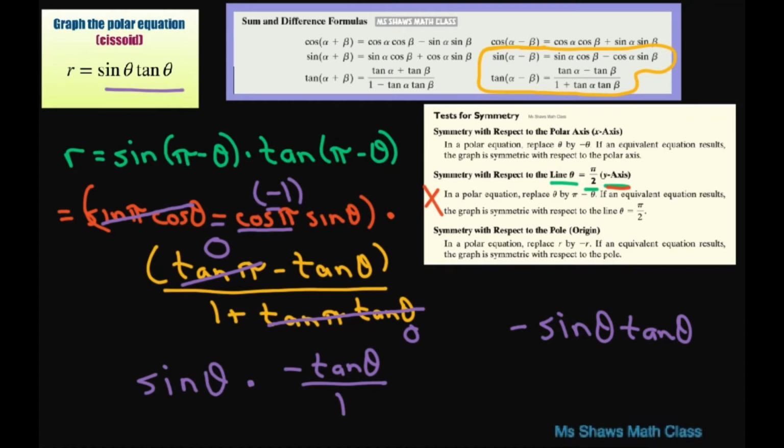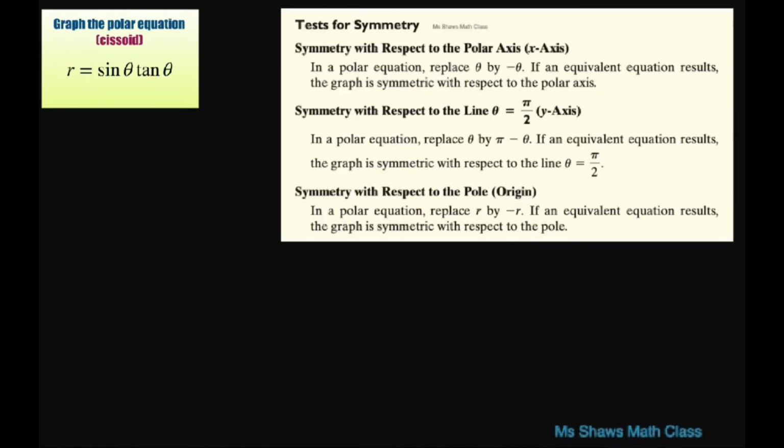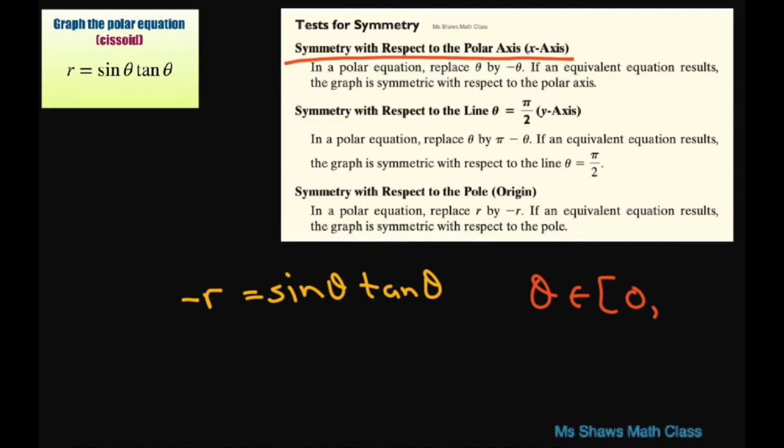And for the pole test, you just substitute in negative r for r. And clearly, it's not symmetric to the pole. Therefore, since it's only symmetric to our polar axis, we're going to assign values for theta to be between 0 to pi.